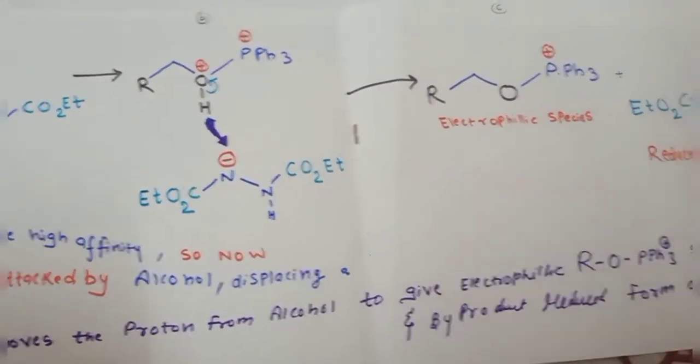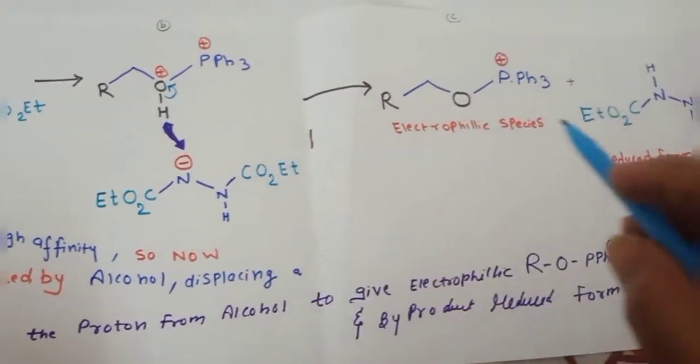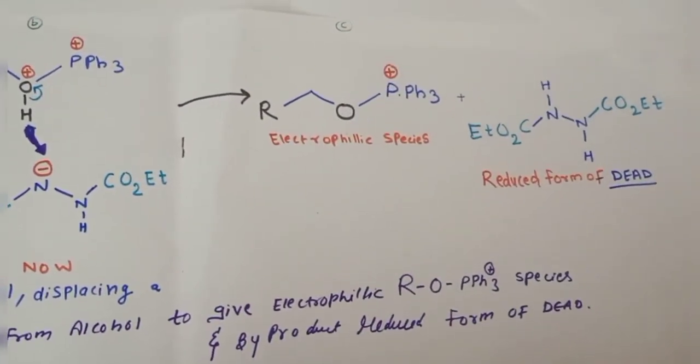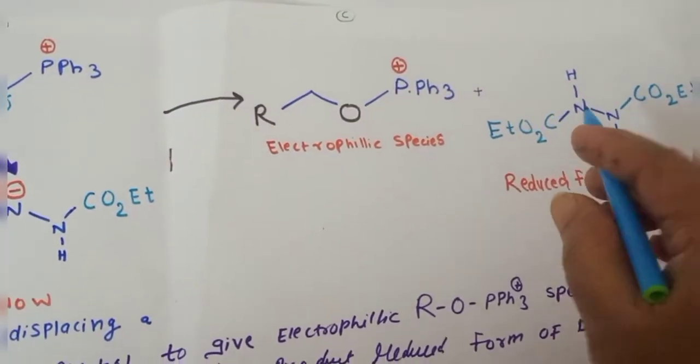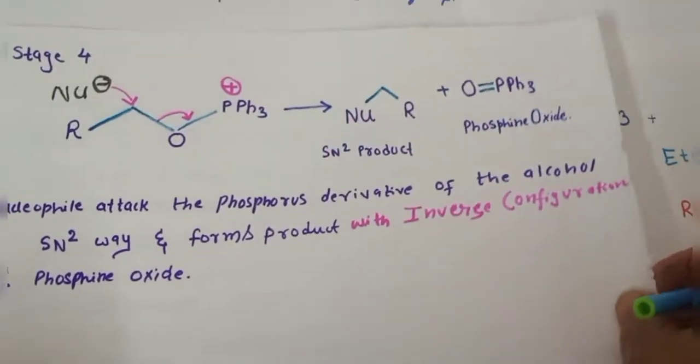So this will go to the fourth step, and this will get hydrogen and give the reduced form of our DED. How will this have the reduced form? As our double bond, having both the hydrogens attached to the nitrogens.